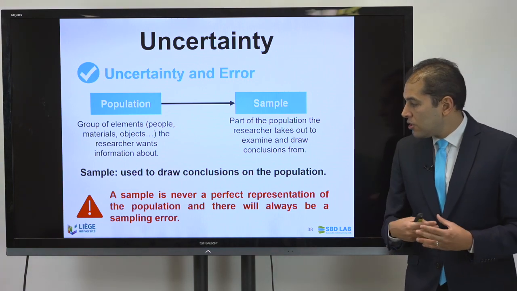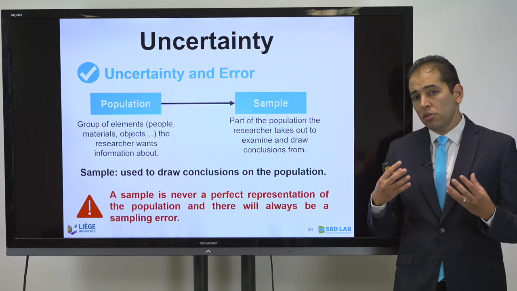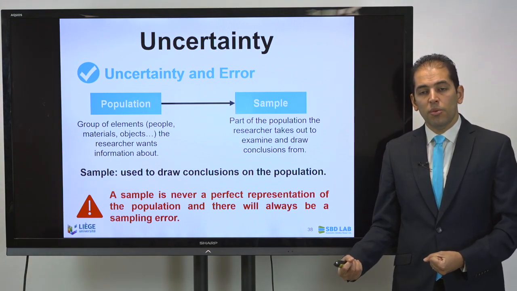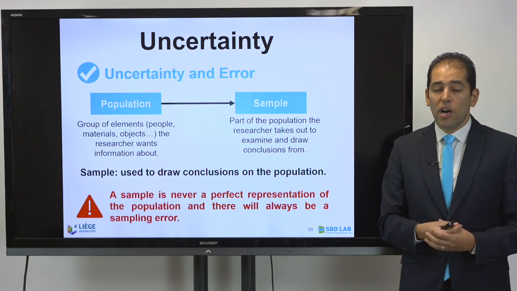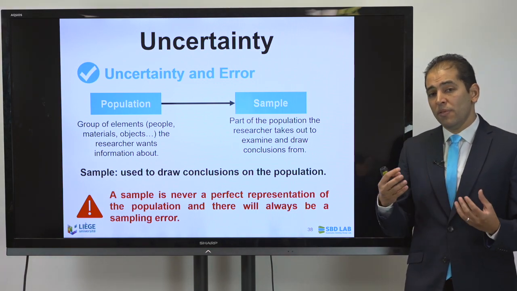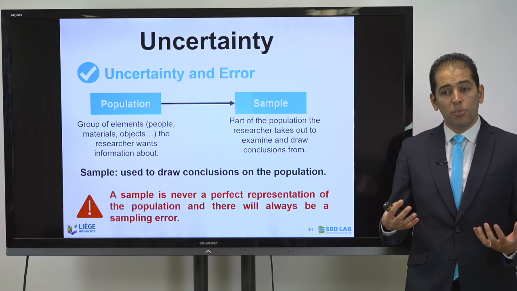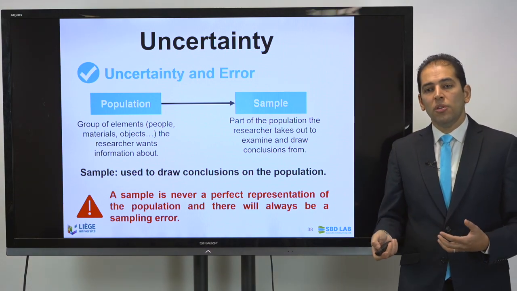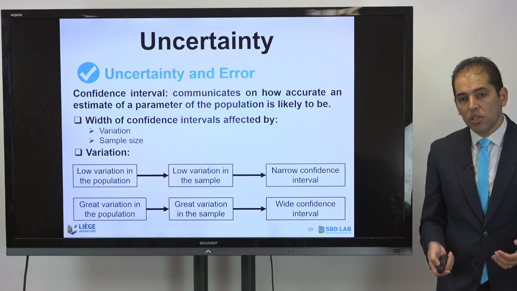So the sample should be used to draw the conclusion on the population. Here there is an abstraction. The abstraction will lead to the confidence being low, so the uncertainty will be high. Therefore, a sample is never a perfect representation of the population, and there will always be a sampling error, and therefore I will always need to communicate the uncertainty.